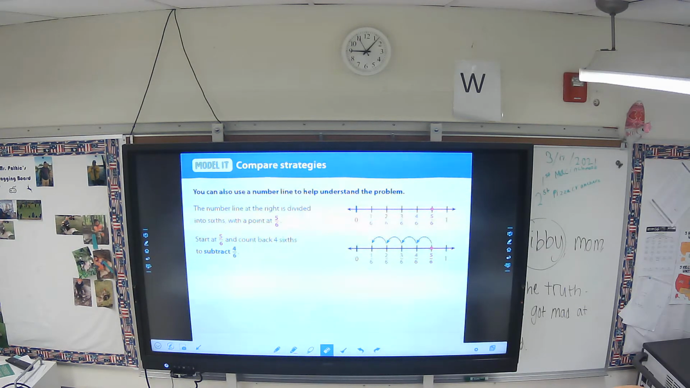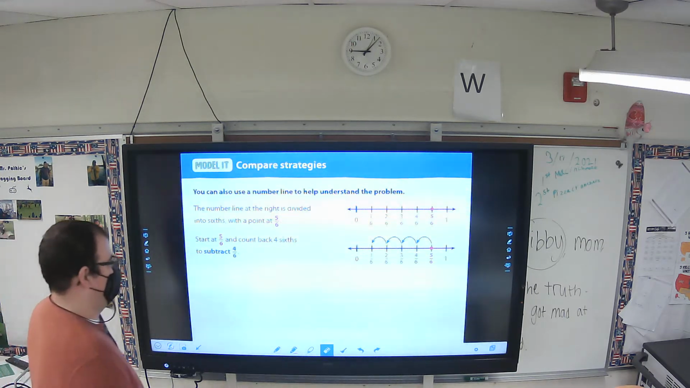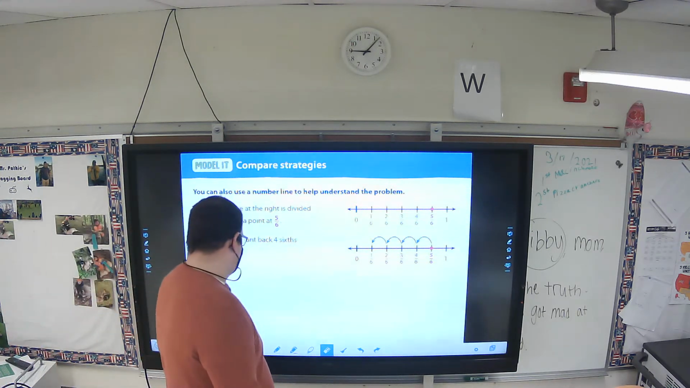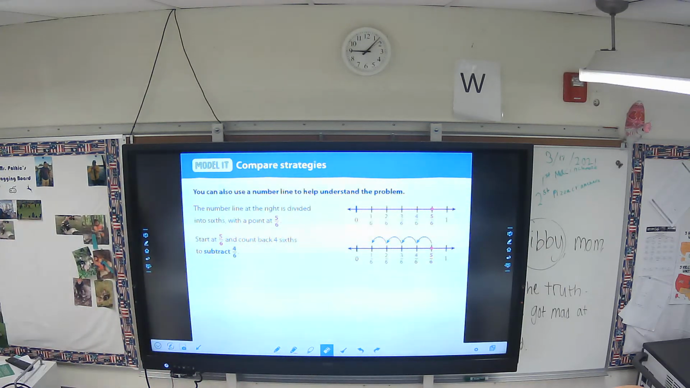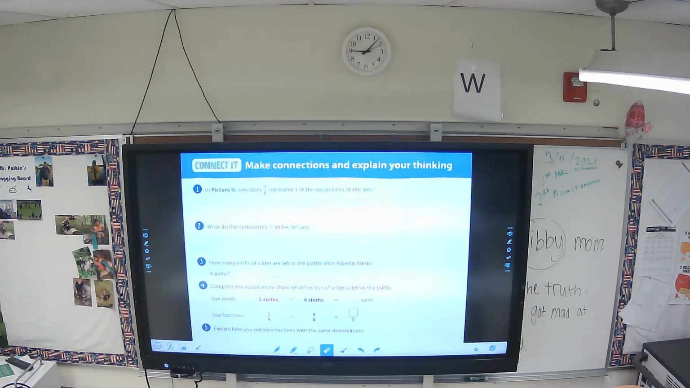So on the number line, you put 5/6 on it. You start at 5/6 and count back 4/6 to subtract 4/6, right? You wind up at 1/6. That's crazy.